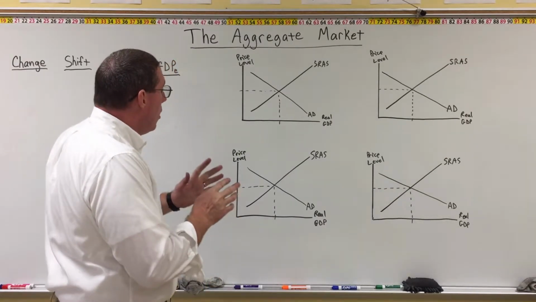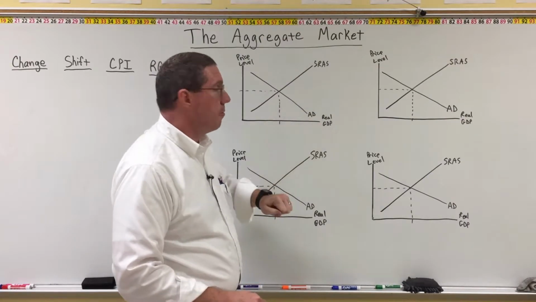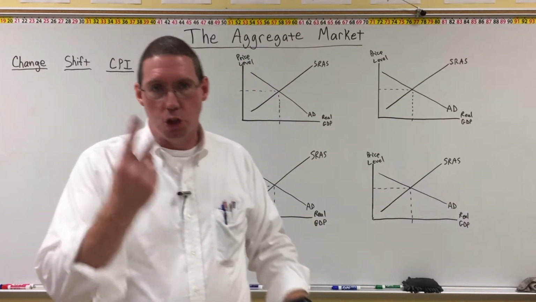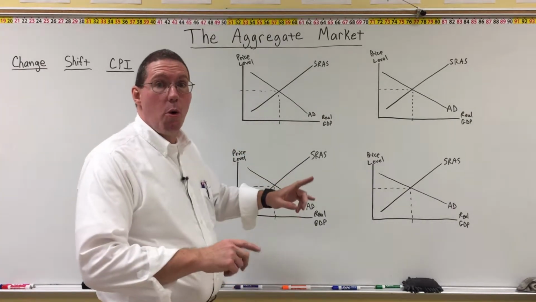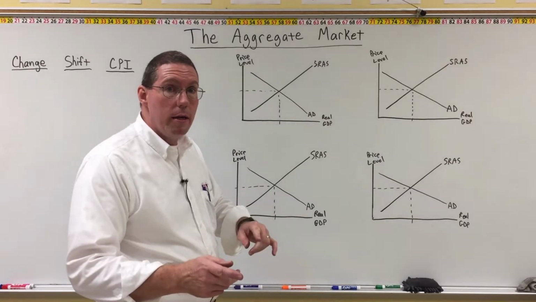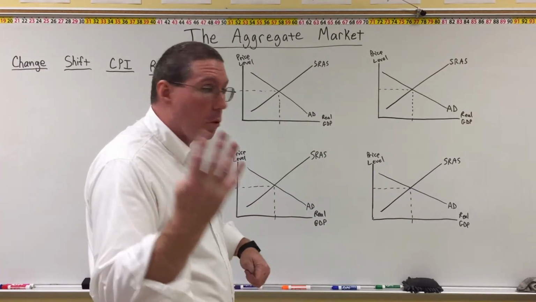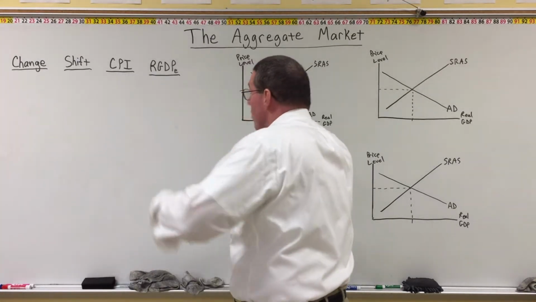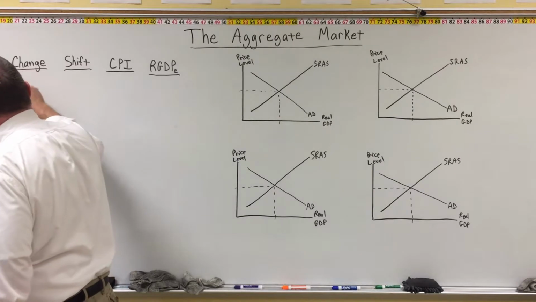Now, I want to remind you that this is basically the same thing as product market changes in supply and demand, only this time it's going to be changes in aggregate demand and short-run aggregate supply. And so each one of these things, short-run aggregate supply and aggregate demand, can only change in 2 ways. They can either increase or they can decrease. And because each one can only increase or decrease, that's only 4 kinds of changes that we can see in the aggregate market.